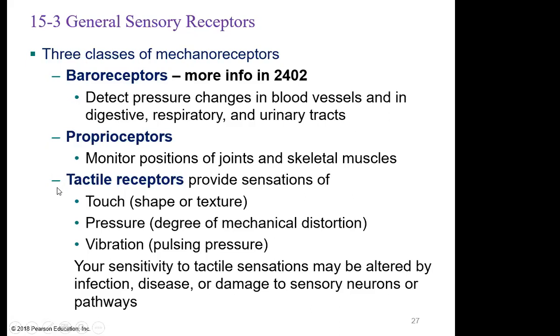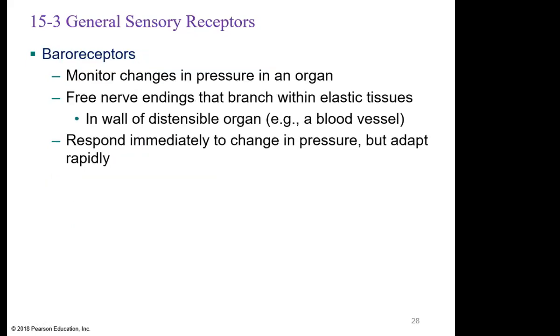We're going to walk through those again today, just to give you a refresher and a recap on those different tactile receptors so that you can see what each one is going to be picking up in regards to sensation. Now, sensitivity to tactile sensations can be altered by infection, disease, or damage to sensory neurons or pathways. So if somebody does not have the sensation of touch anymore because of an injury or something of the sort, then yes, this is going to be altered for that particular individual. So we're just going to walk through physiology, not necessarily the pathology.